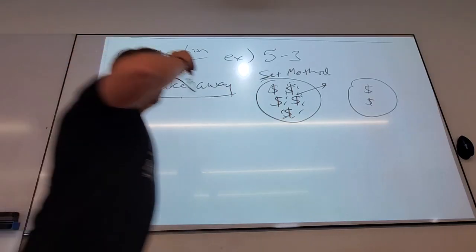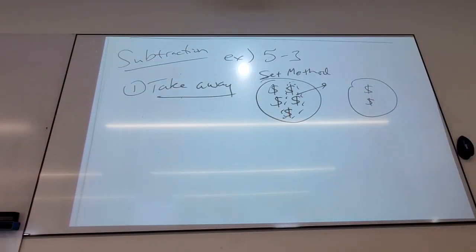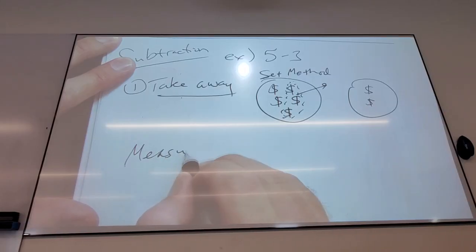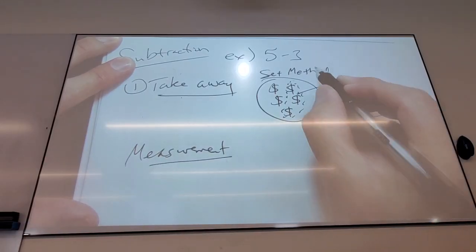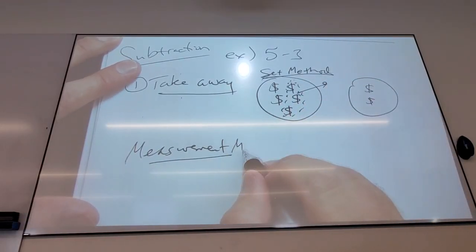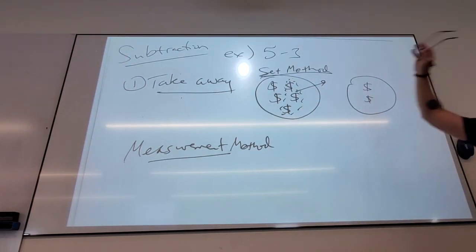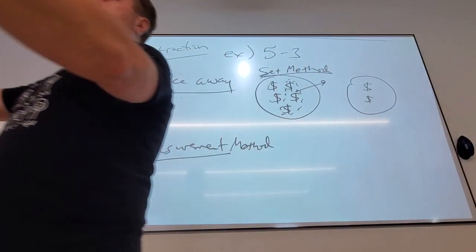But here's a totally different situation. Let me see if you guys can guess how to set up... Oh, before I get too far, what about the measurement? What did measurement mean versus set method? The set method is the circles with little objects inside. What did the measurement method mean?